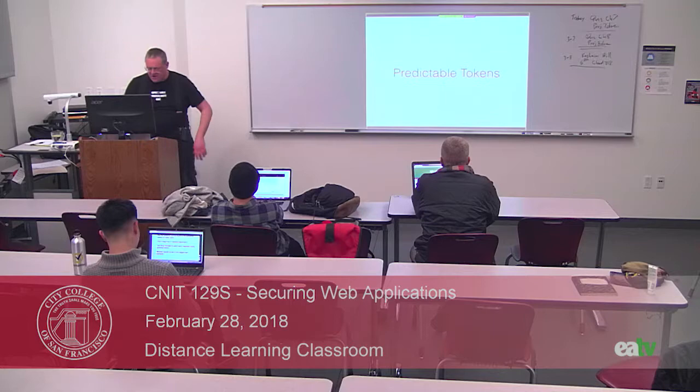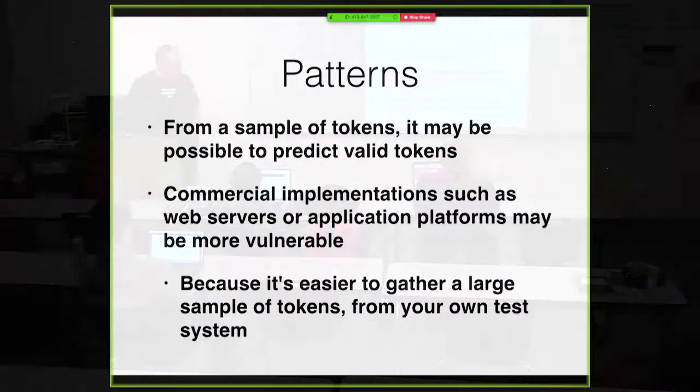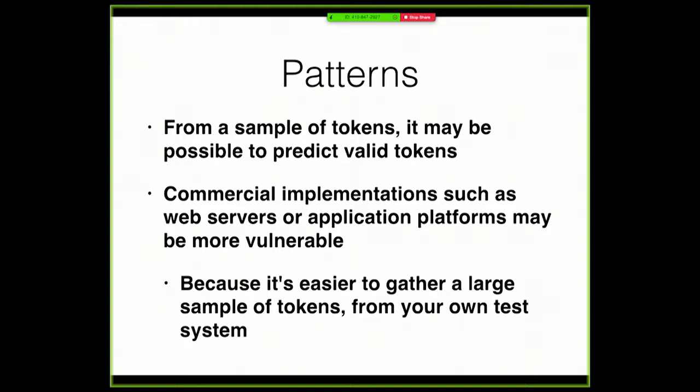So, predictable tokens. You might be able to get a few tokens by making a few accounts or by logging in and out a few times, and then you might see a pattern. There may be a commercial software product running at the other end that has a simple pattern. If you have commercial software and you can install your own copy of it, then it's very nice because you can run it locally and do thousands of requests. If it's up to their server, you'd probably hit some kind of rate limit. Anyway, you might see sequential tokens.